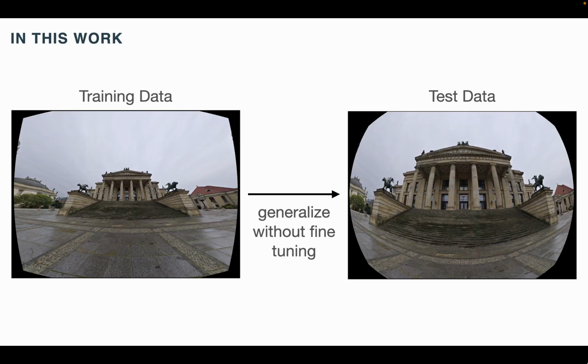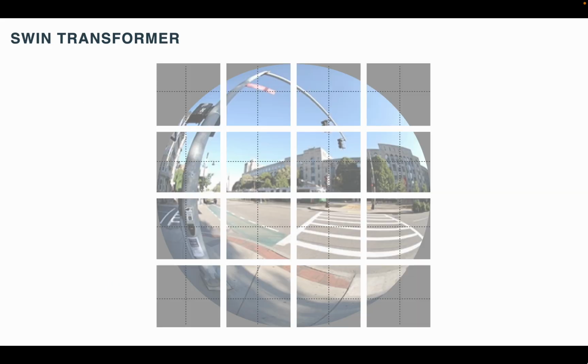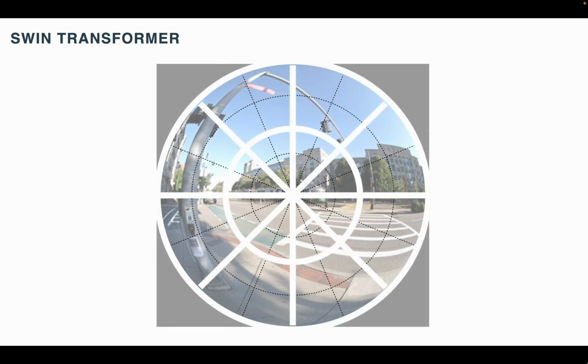Therefore, in this work, we present a network that is trained on a certain type of lens and can be used to generalize without fine-tuning on other types of lens that are not present in the training data. To achieve this, we use Swin transformer as our base network, but we move away from the traditional Cartesian partitions and adapt polar partitions considering the radial nature of distortions.